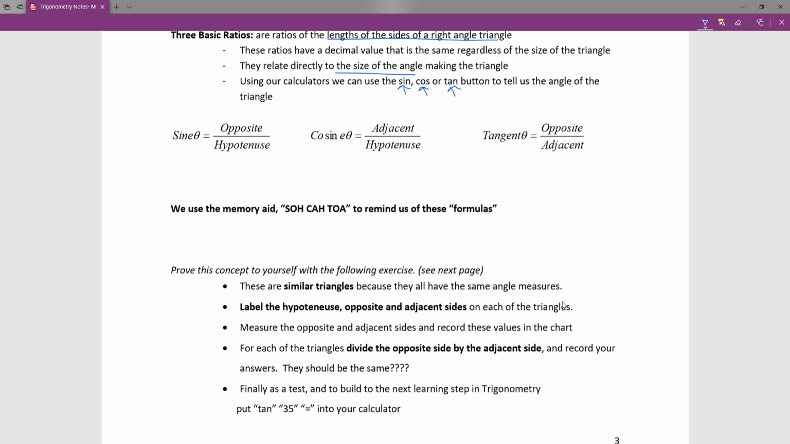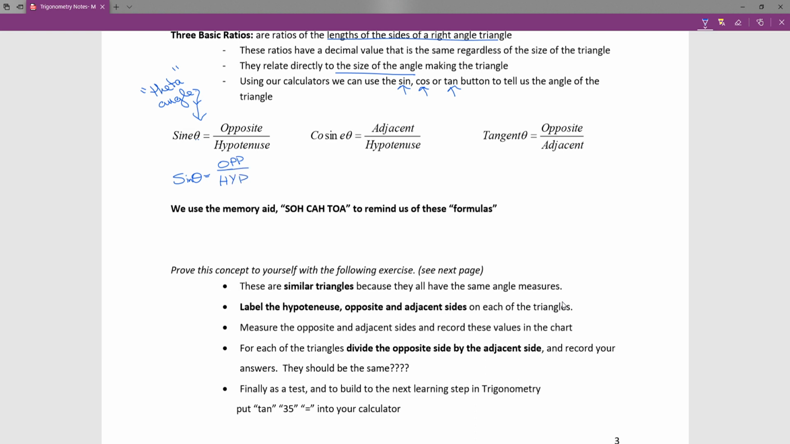So this is where we remember our memory device. So the sine of an angle, theta, is how you say that Greek letter. It is the basic symbol that is any angle. So that's what goes in there. So the sine of an angle is equal to the opposite over the hypotenuse. We remember that as "so," if you will, in that memory device, right? Sine of an angle is opposite over hypotenuse.